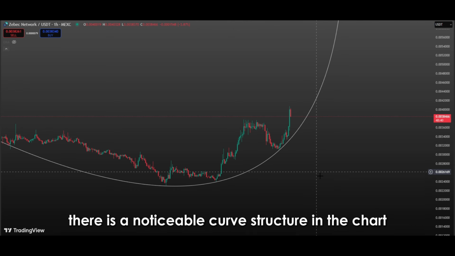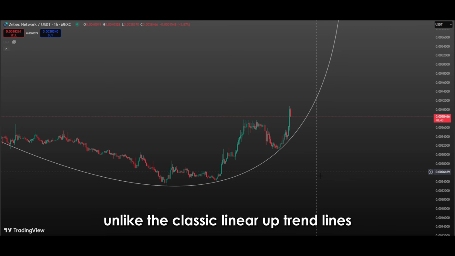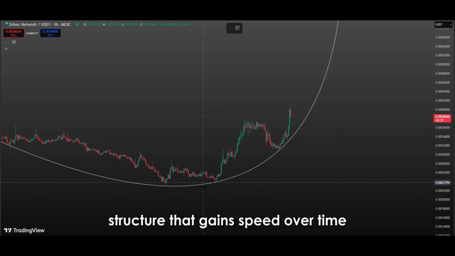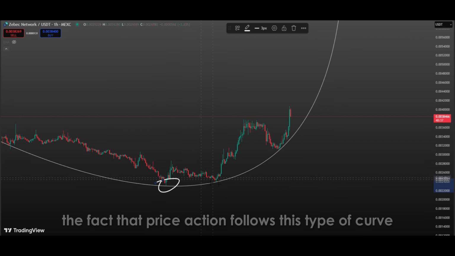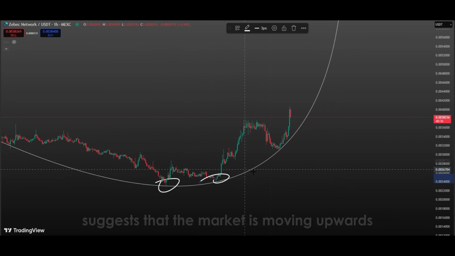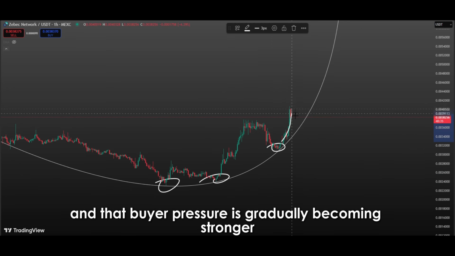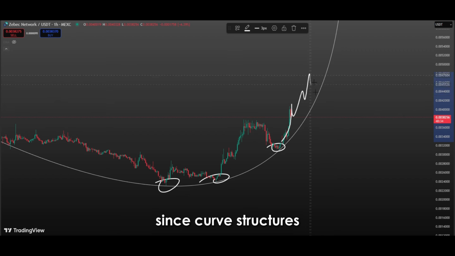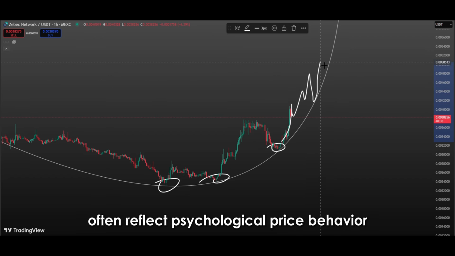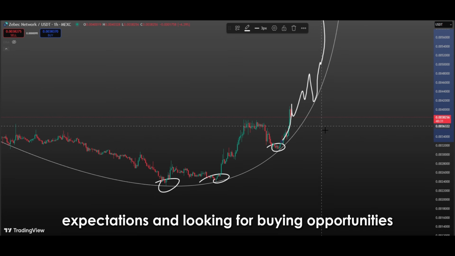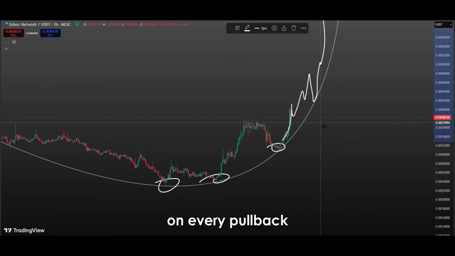There is a noticeable curve structure in the chart. Unlike the classic linear uptrend lines, this curve is more curved and represents a momentum structure that gains speed over time. The fact that price action follows this type of curve suggests that the market is moving upwards with increasing momentum and that buyer pressure is gradually becoming stronger. Since curve structures often reflect psychological price behavior, they imply that traders are entering the market with positive expectations and looking for buying opportunities on every pullback.